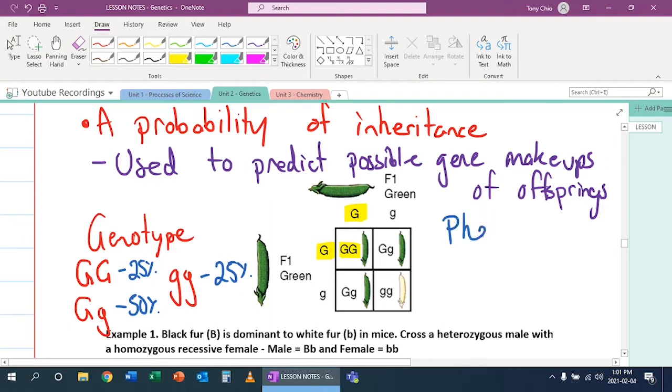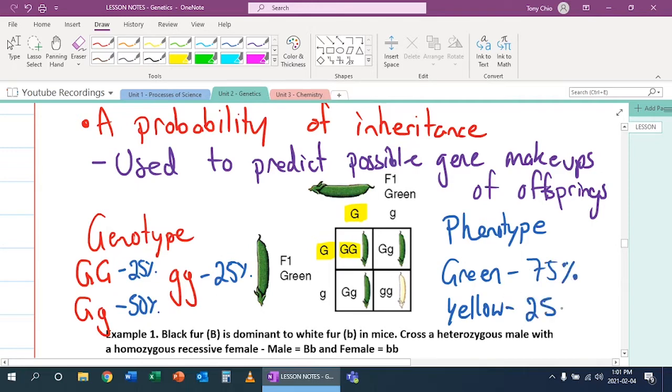For the phenotype though, what you're going to notice is that there's only green and yellow. And what's the probability of inheriting those? Well, for the phenotype green, you can only inherit 3 of them, which is a 75% chance. That means there's a 75% chance the offspring will be green, and there's a 25% chance that the offspring will be yellow. And that's what we're talking about when we discuss Punnett squares.